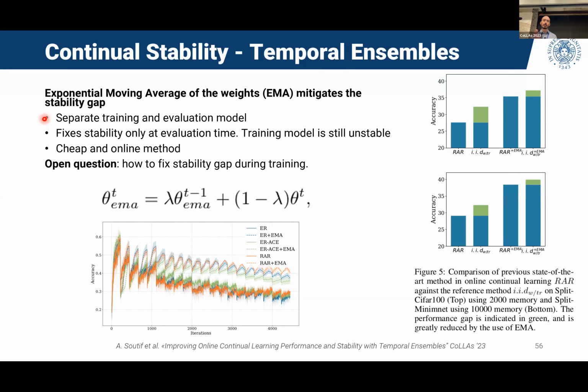With this method, you have a separate training and evaluation model. So the training model is the normal one. The evaluation model is the EMA of the weights. You can see the results here in the plot. So solid lines using the training model for evaluation, dashed lines using the EMA for evaluation. You can see both that the accuracy is way better along the entire training curve, and also that you have smaller drops at task drift.